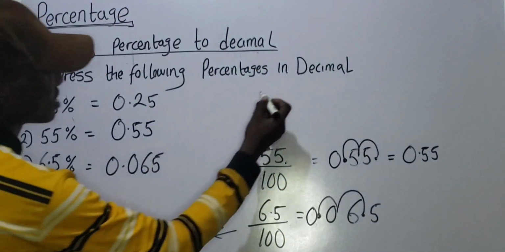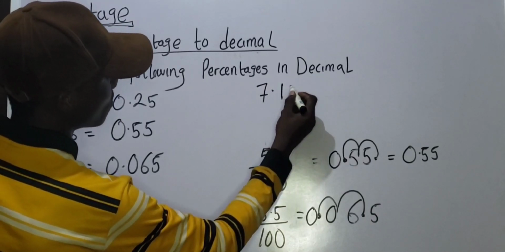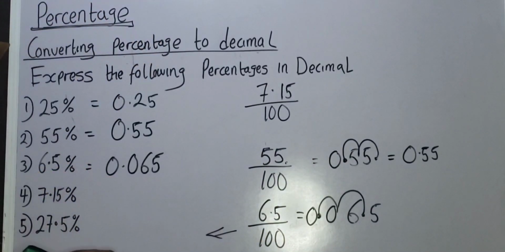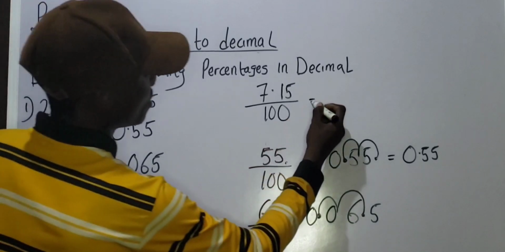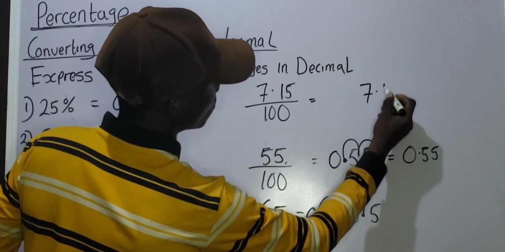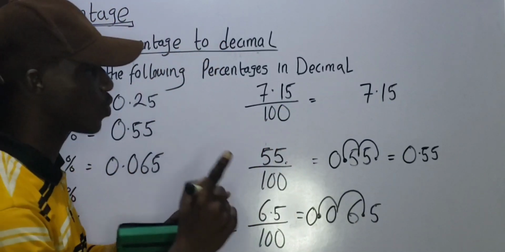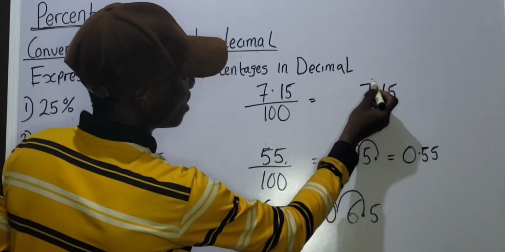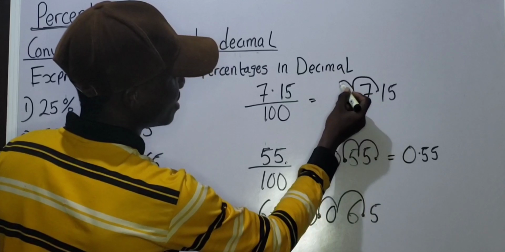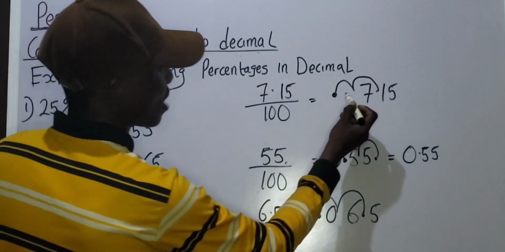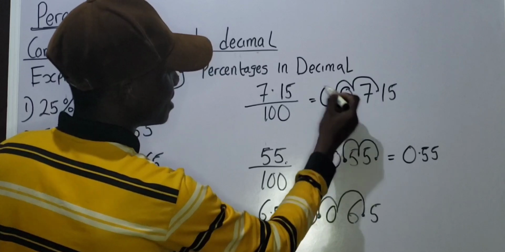So let me erase this. So we have 7.15 rather, divided by 100. Now, this will be equal to 7.15. Now we want to move the decimal point 2 times towards the left. This is the first time and this is the second time. So the decimal point will be here. Do you understand? So I'm going to have a 0 here and then a 0 here.